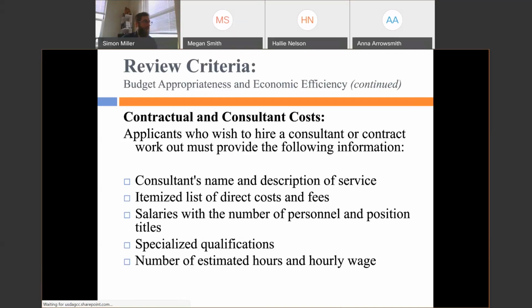One more note about budget appropriateness and economic efficiency. Applicants that are required to issue bids should provide a narrative explaining the requirement and provide a reasonable estimate of contractual and consultant costs. This slide lists what specific information about consultant or contract workers should be included in your proposal. And again, this information would be found in the RFA.